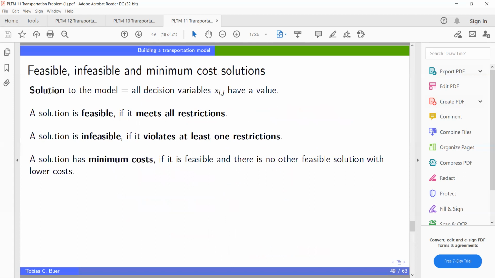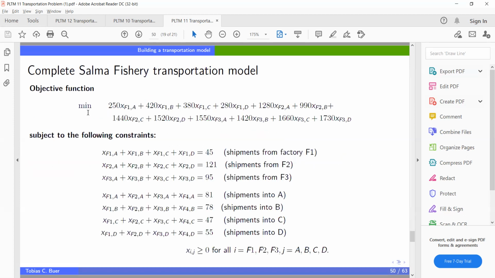Now, a solution to this model means that every decision variable, every x, we have 12 x's in this model, every x is assigned a value. And the value needs to be 0 or bigger. Then we say we have a solution to this model. However, only if a solution meets all the constraints.